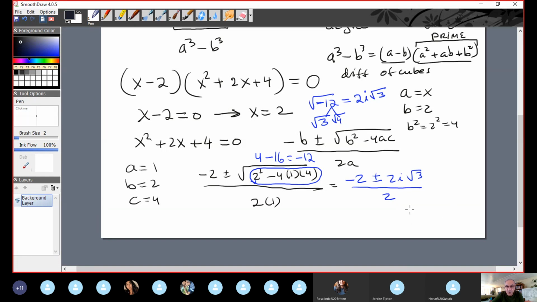And a complex number we always express in standard form. In standard form, you write the real part separately from the imaginary part. So you split this common denominator to say negative 2 divided by 2, plus or minus 2i radical 3 over 2. It's obvious, this is cancelled, and the answer is negative 1 plus or minus, and this is also cancelled, i radical 3.